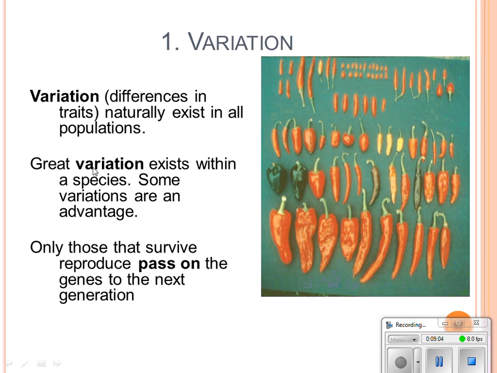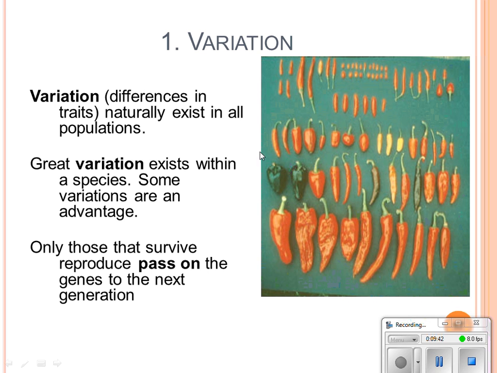If we look at variations, these naturally exist in nature, but they are just differences in traits. If you want to explain what a variation is, you would write differences in traits. And they naturally exist within a particular species. Some variations are more advantageous than others. What that means is that you're just better suited, you have an advantage over the next organism, so you're going to live and pass that on to the next generation.